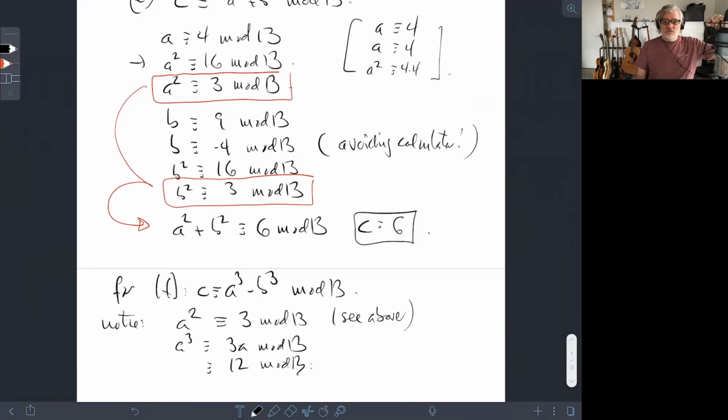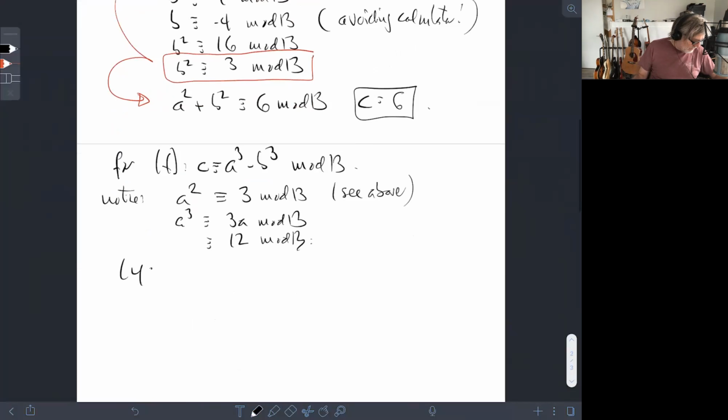So I can reduce the square first, and then I don't have to cube the whole thing. You can just do it by little increments, right? And you can do the same. So you can reduce before cubing.